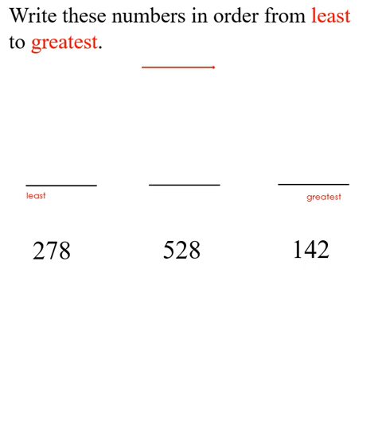So I'm going to write 142 on that first line. So then I have to compare my next two, and I see 2 hundreds and 5 hundreds. I know that 2 is smaller than 5, so 278 comes next.